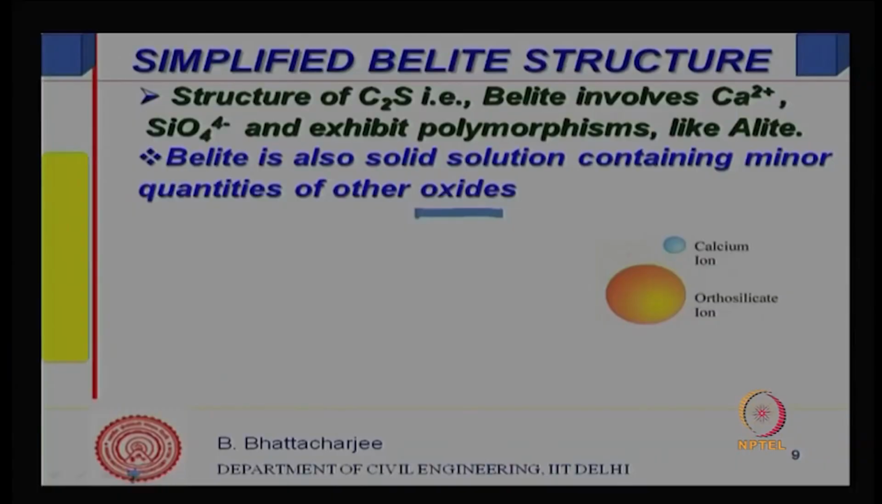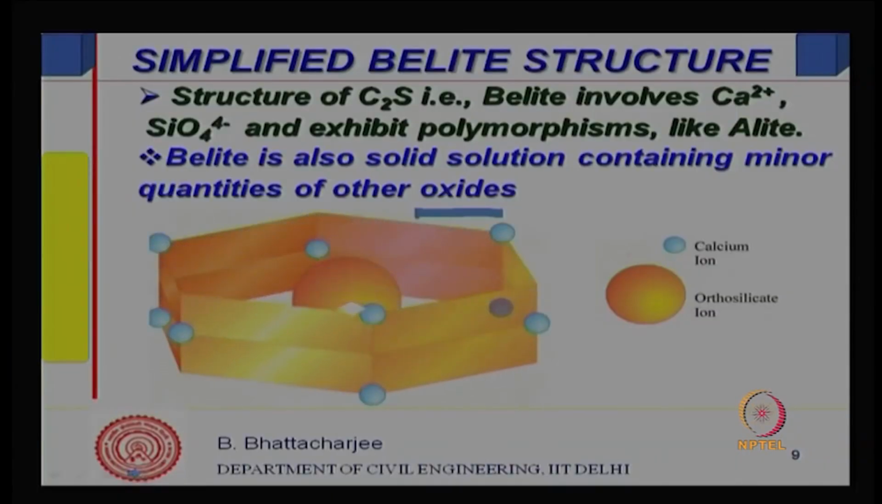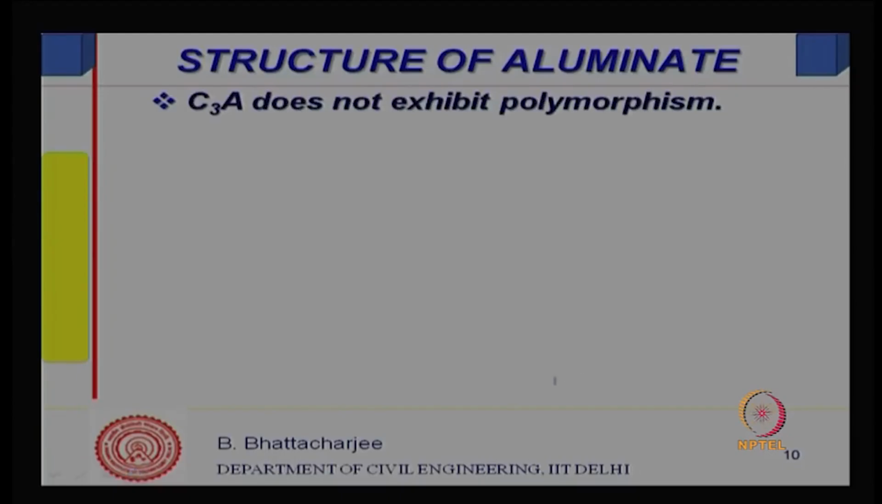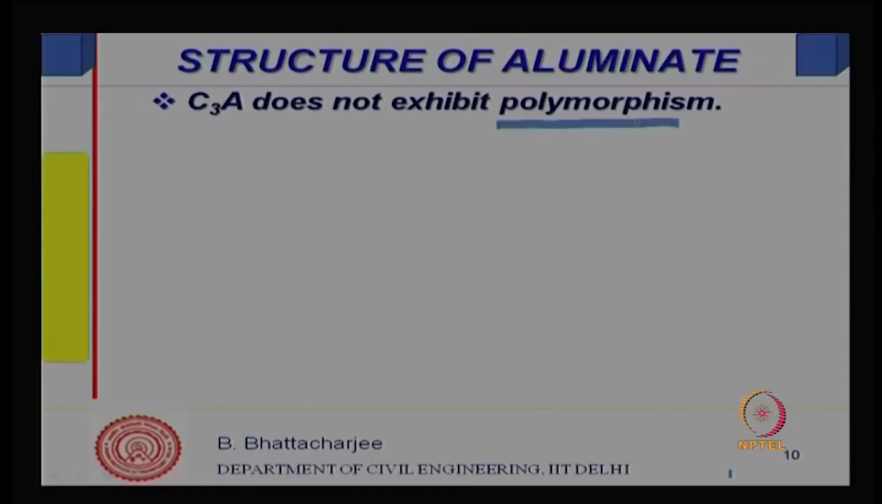And if we look at it, it will look like this. This orthosilicate ion is here and these are the calcium ions with orthosilicate ion placed like this. So, this is the structure of C2S. If we look at the structure of aluminate, it has got one difference, it does not exhibit polymorphism.